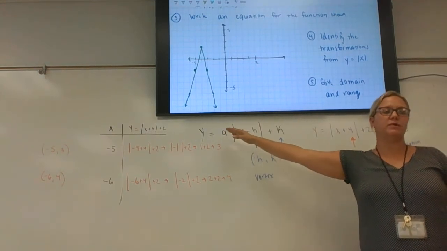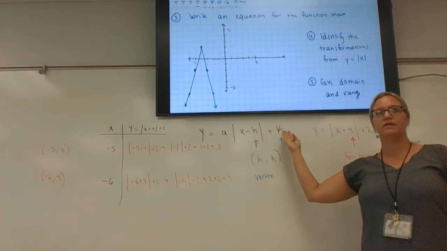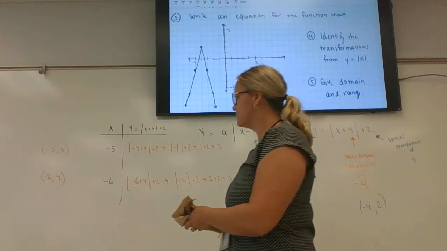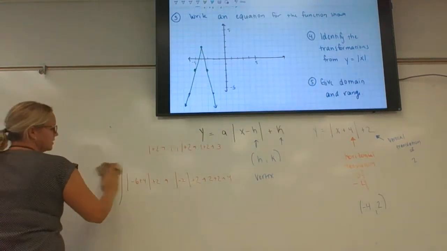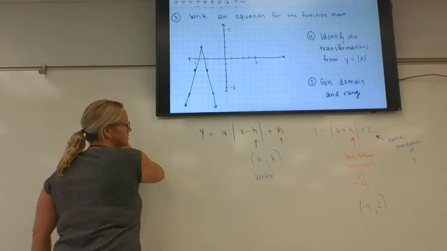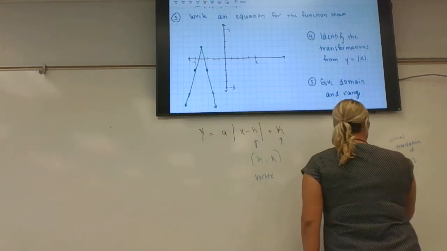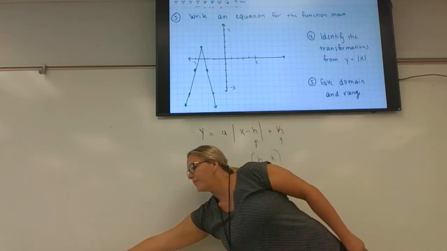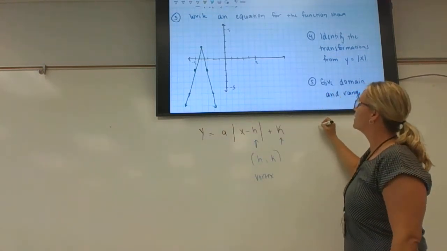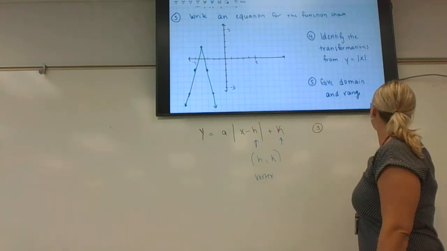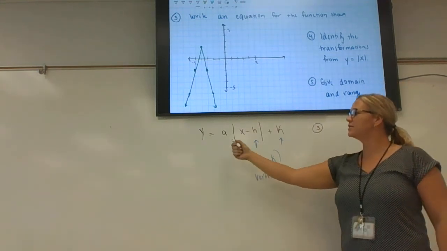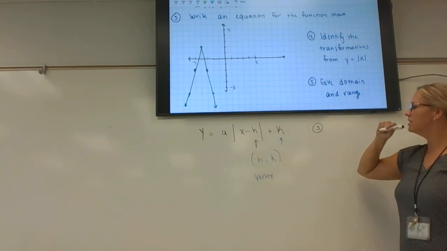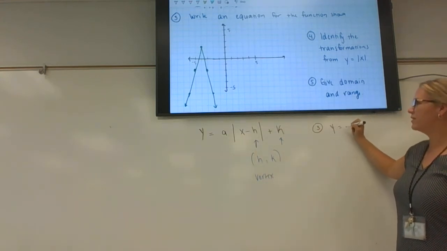So start with this. Everybody start by writing this model down. This is the model you have to have memorized for your absolute value function. I like that question. So the slope goes here in the A spot. I talked about that yesterday. Okay, well, let's start with the vertex.